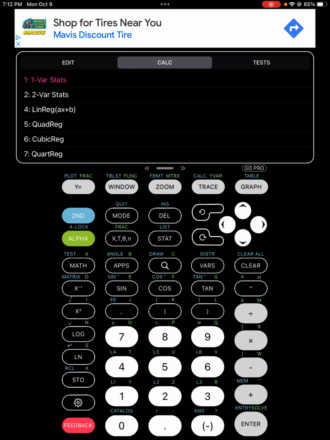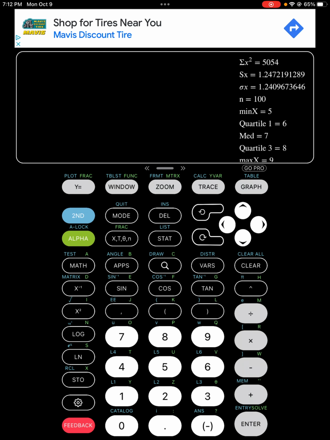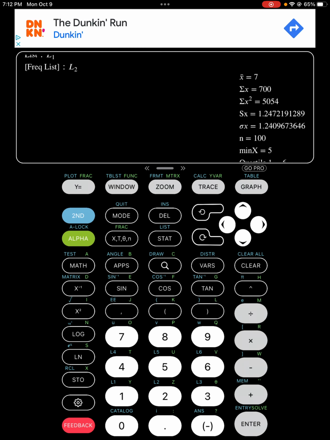Let's hit stat. We'll hit calc. Now I know there's two lists, but we're still doing one variable statistics, and here's how we're going to work it. L1 is our data. L2 is going to be our frequency list. This calculator is looking for whole numbers, but if you put in the decimal values into a TI-83 or TI-84 standalone calculator, it should work. So let's put in L1 for a list, L2 for our frequency list, and hit enter.